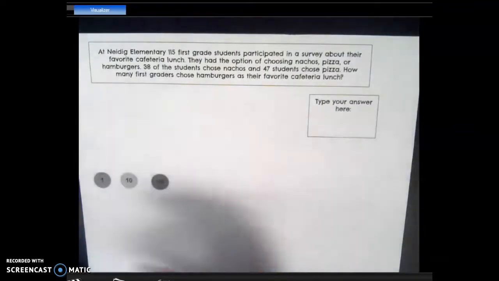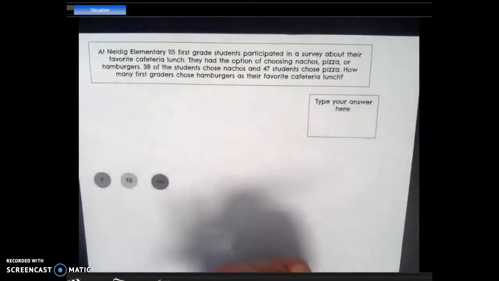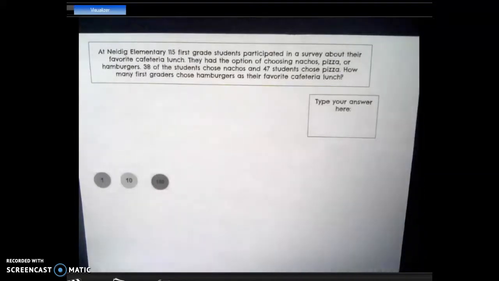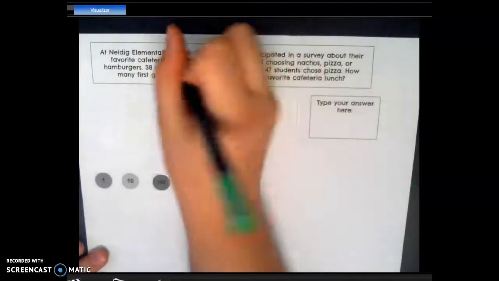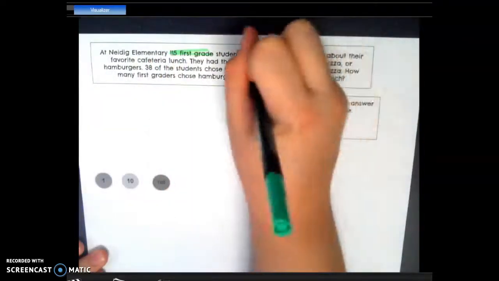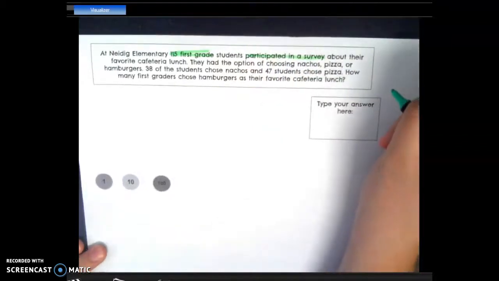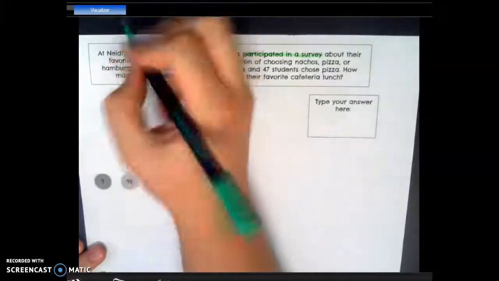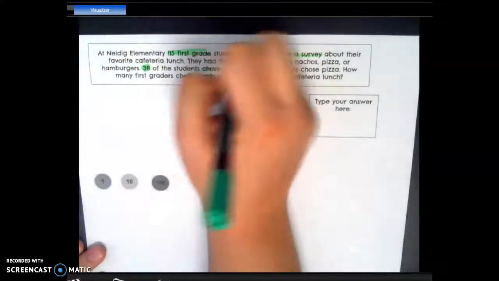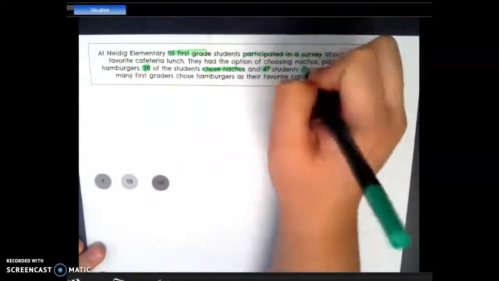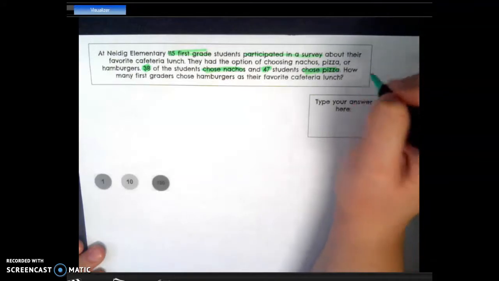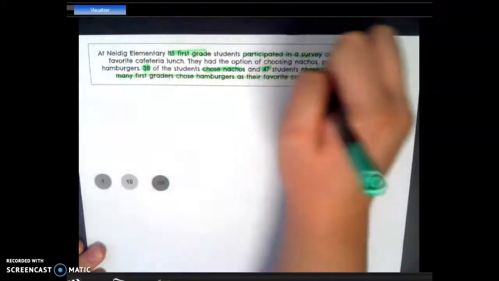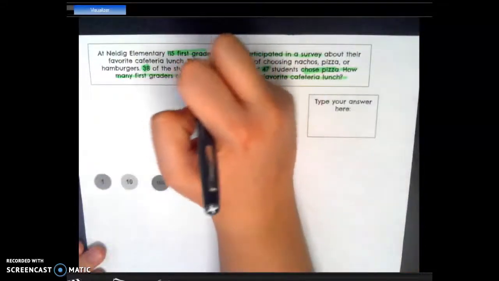That is a lot of information with a lot of words, so let's break it down and figure out what is important. So I know 115 first graders participated in the survey. That's your total. I know that 38 students chose nachos and 47 students chose pizza. How many first graders chose hamburgers as their favorite cafeteria lunch? Hamburgers, that's what I'm trying to figure out.